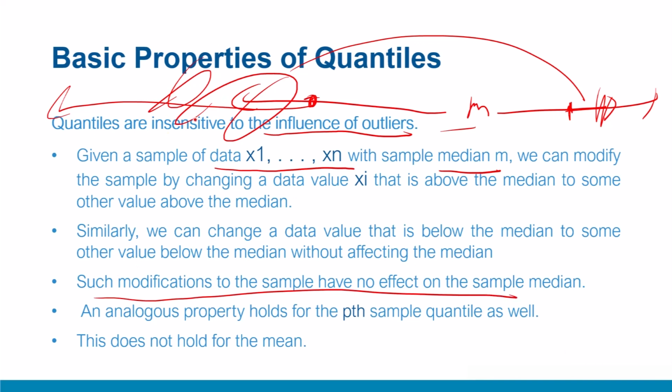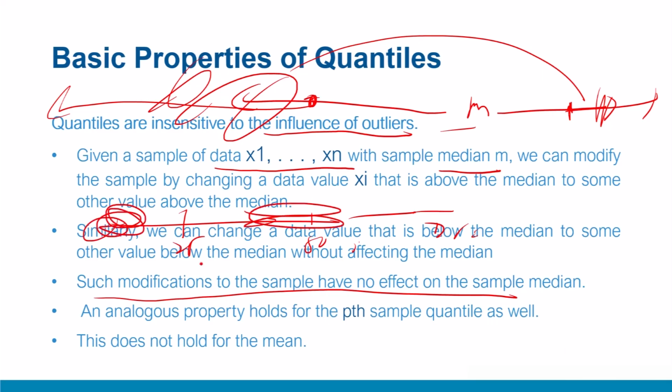Similarly, if you look at any quantile, suppose the 25th percentile or the 75th percentile, the median is also the 50th percentile. As long as anything is changing beyond the 25th percentile on either side, its value will not change. It will remain unaffected. However, the same does not hold for the mean.